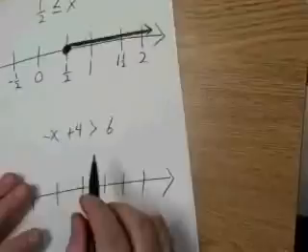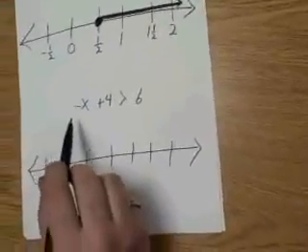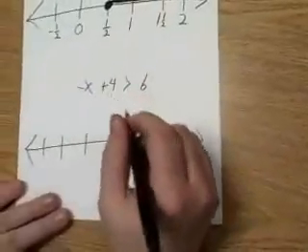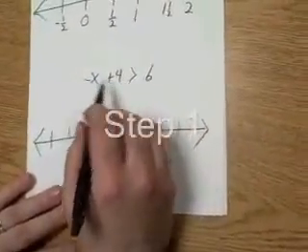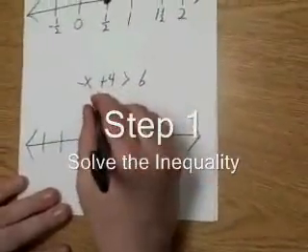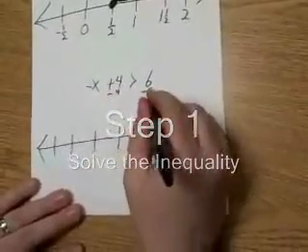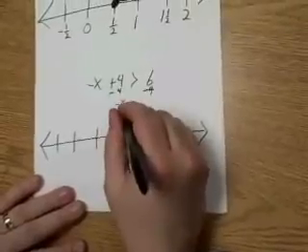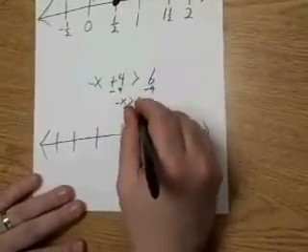On this next one, we have some solving to do. We have negative x plus 4 is greater than 6. Just like we were doing before, we have a plus 4 here. We need to get the x by itself. We subtract 4 from both sides. That gives us a negative x is greater than 2.